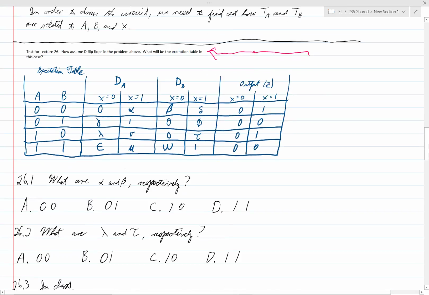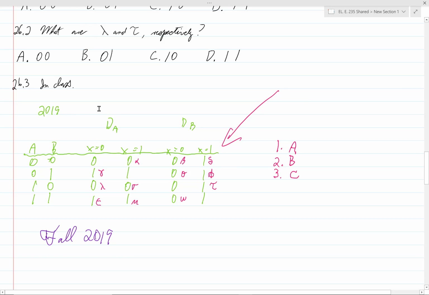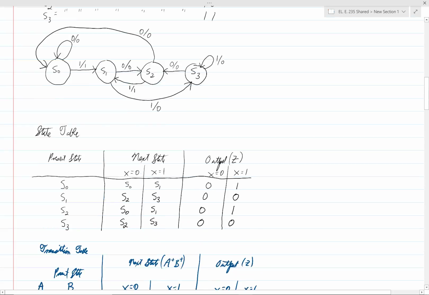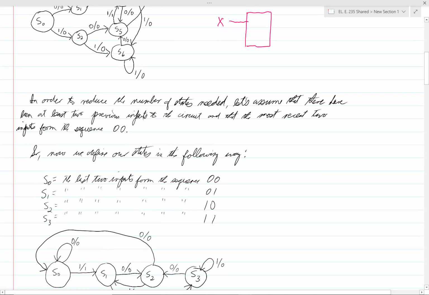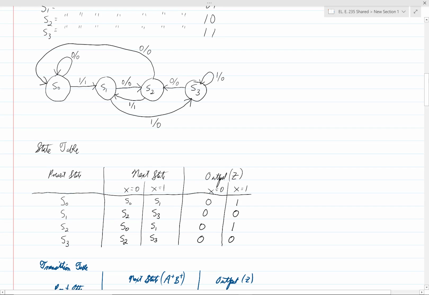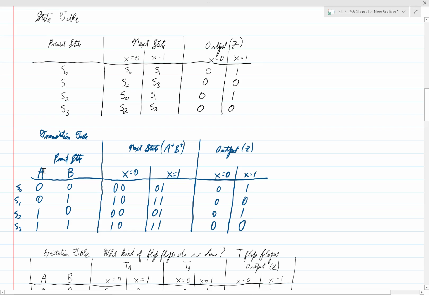In test 26, we found out that if we were going to implement that using D flip-flops, then, let me back up a little bit. What we decided to do in solving this problem was to define 4 states. S0 was that the last 2 inputs were the sequence 0, 0. S1 was the last 2 inputs were 0, 1. S2 was 1, 0. And S3 was 1, 1. And so for that kind of description of this problem, we decided that we would have 2 flip-flops, one of whose output would be A, and the other one, the output would be B. And when A was 0 and B was 0, then that would be S0, and so on.